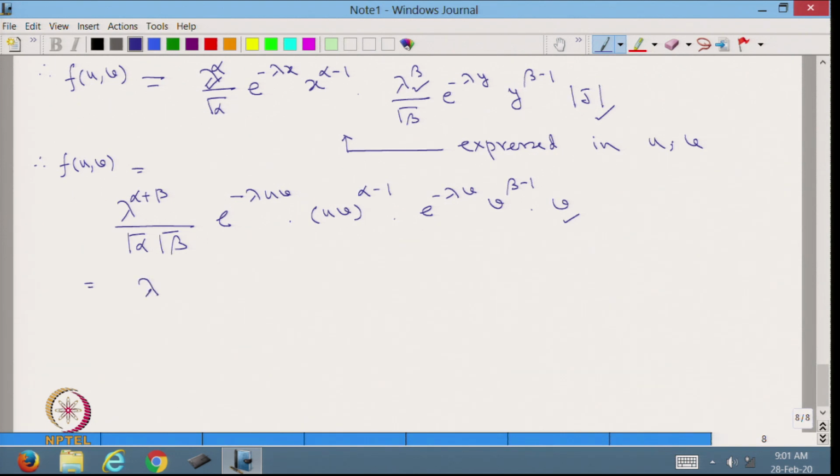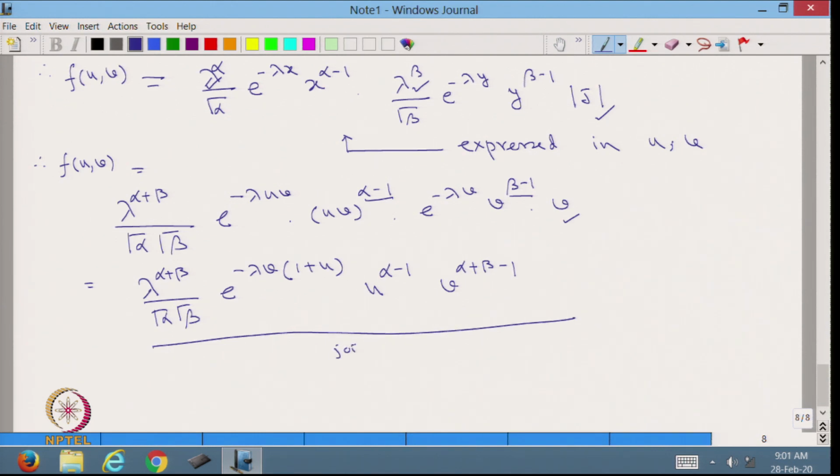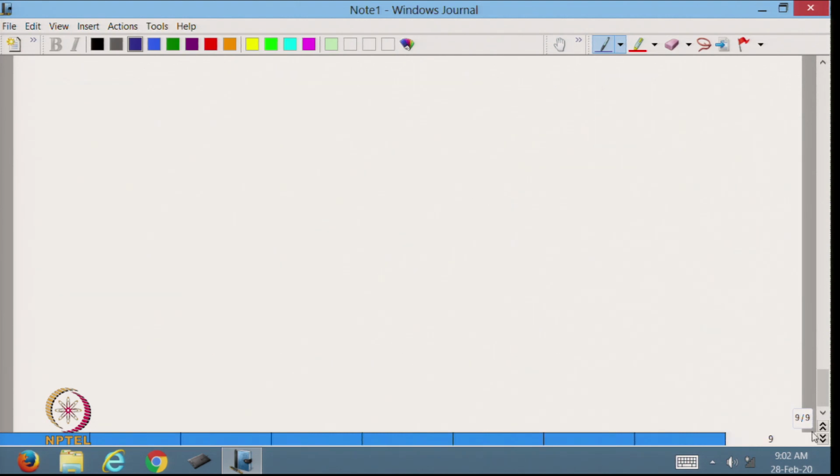This is equal to lambda power alpha plus beta upon gamma alpha gamma beta, e to the power minus lambda v into (1 plus u), u to the power alpha minus 1, v to the power alpha minus 1 plus beta minus 1 plus 1. Therefore, alpha plus beta minus 1, and that is the joint PDF of u v.